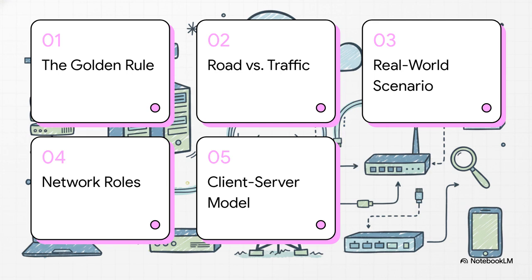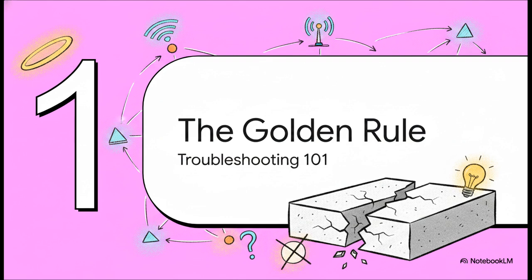Here is our roadmap for today. We're going to hit the golden rule of troubleshooting, explore the road versus the traffic, tackle a fun real-world scenario, define some fundamental network roles, and finally, tie the whole shebang together with the client-server model. All right, starting right off with Section 1, the golden rule.